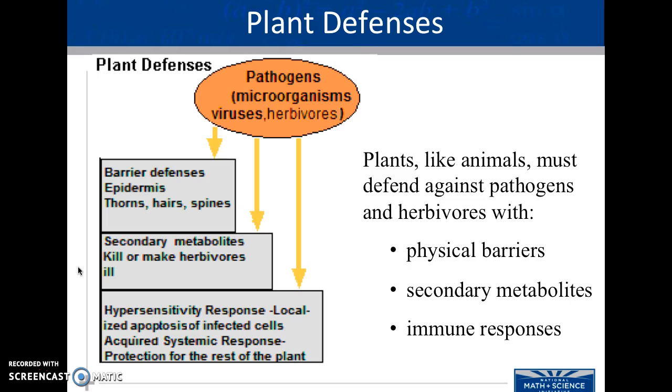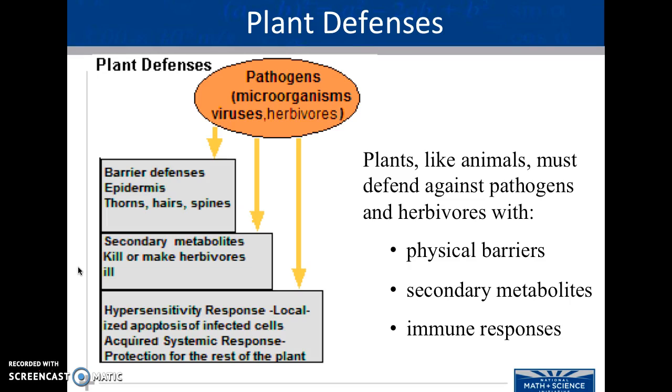So when we talk about pretty basic mechanisms, we look at the idea of plants, which are our predecessors ancestrally. They have a lot of physical barriers: the epidermis, thorns, hair, spines. They have something called secondary metabolites, which are going to be enzymes that basically kill or make the herbivores ill. These are like proteins in the plant that they cannot ingest, and so then they do not get eaten.